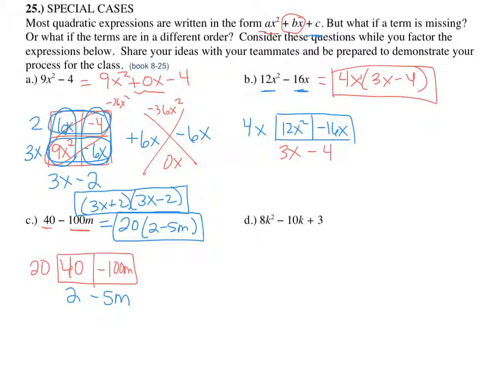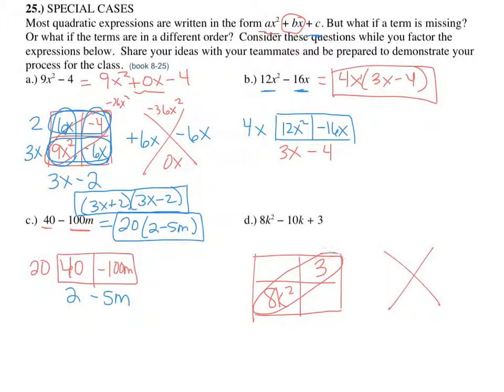Under D, we have all three parts. We've got the quadratic, the ax squared, the linear, the bx, and the constant, the c. So we're going to factor this one like normal. We'll set up our generic rectangle. Fill in our first term and our last term. Set up our diamond problem.